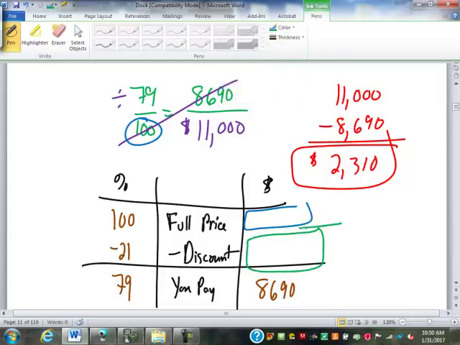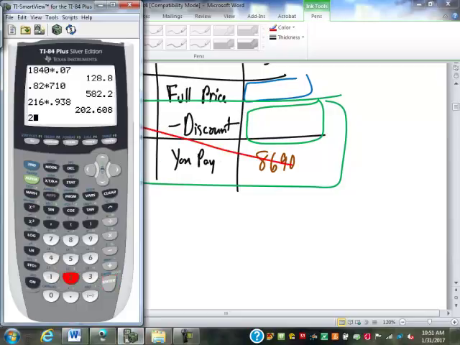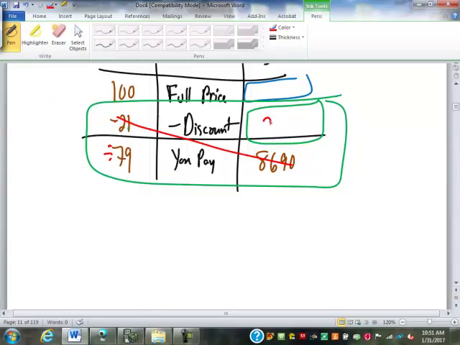Because if you look at this table, you see it's just related to the 21. So, in fact, I oftentimes will actually cross, multiply, and divide right in the table. I ignore the negative. It's just 21 times 8690 divided by 79. And if I do that, 21 times 8690 divided by 79, you'll see I get that $2,310 in one step.